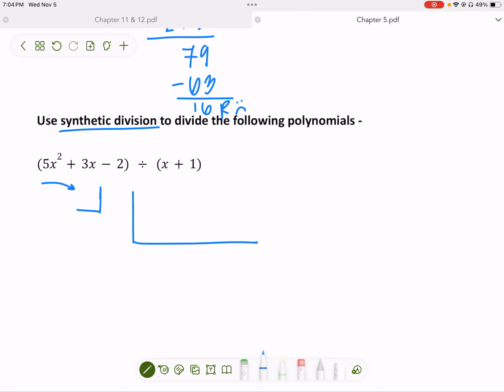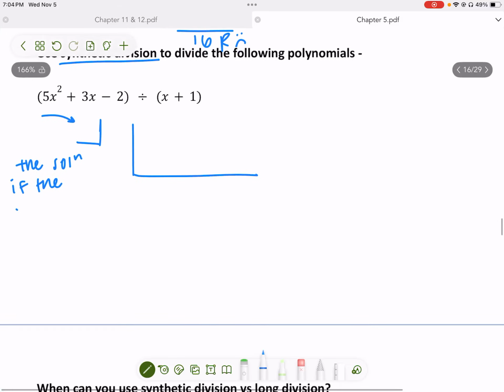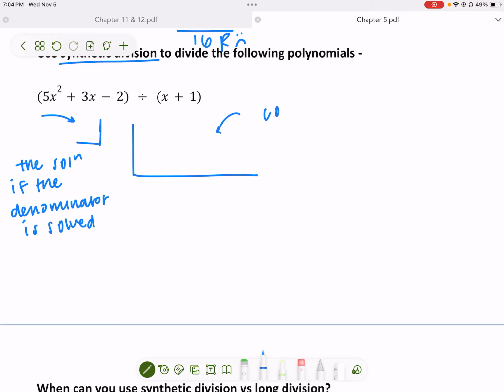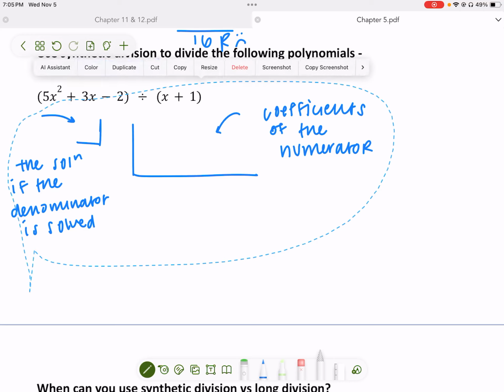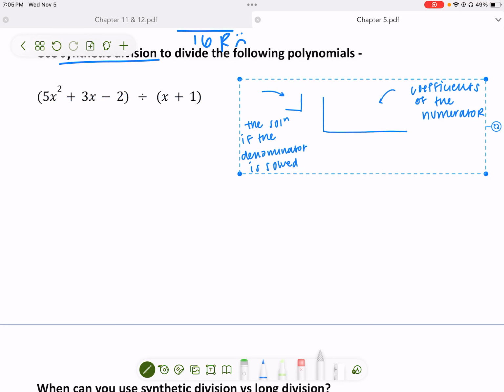let's say, the solution if we solve the denominator. And in this box, we have the coefficients of the numerator.